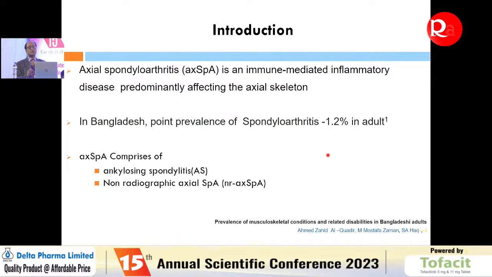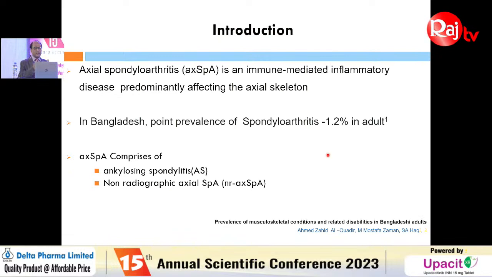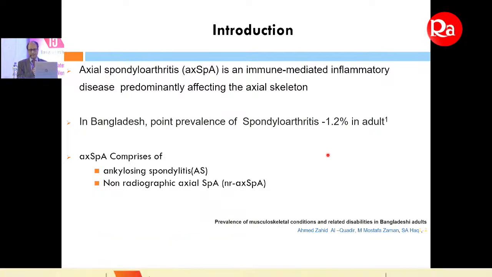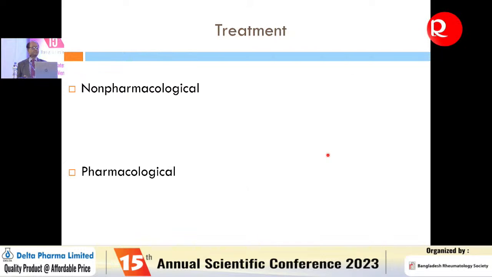I mean the manubrium sternum and the related bones. These are also included within this framework of axial spondyloarthritis. And so it has been divided into two parts, which is important. One is ankylosing spondylitis. All of us are familiar with ankylosing spondylitis, and now Professor Mujib nicely discussed non-radiographic axial spondyloarthritis.